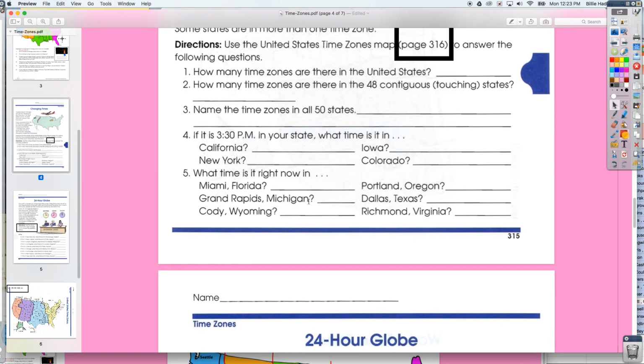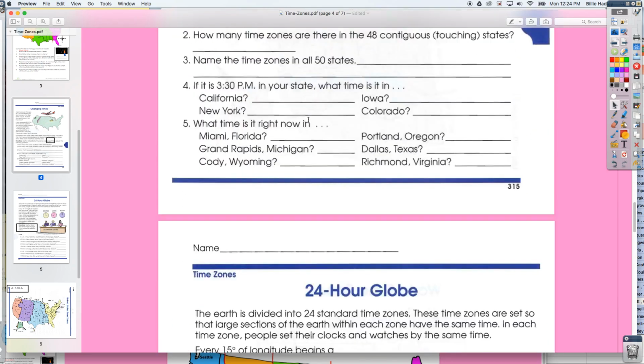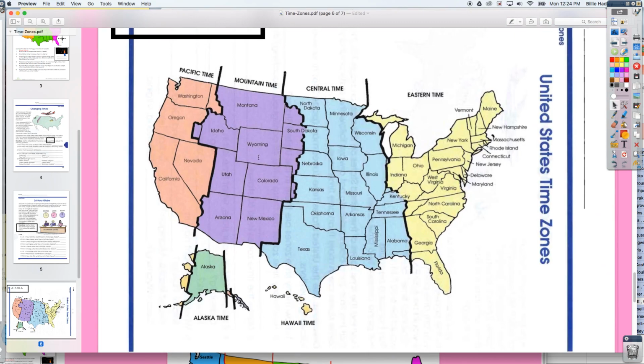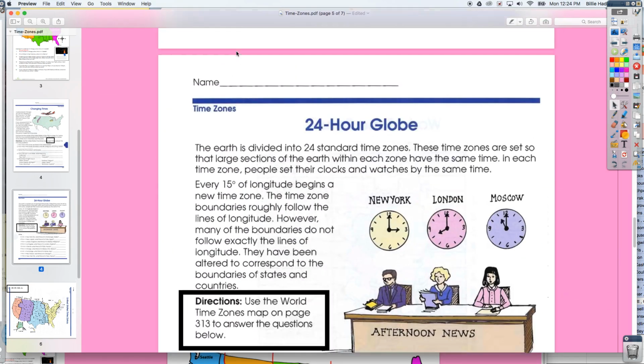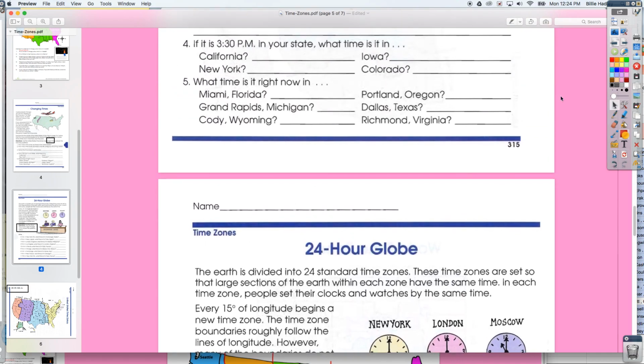So let's jump down to number 4. Actually, number 4 is pretty easy. So if it's 3:30 in Wyoming, what time is it? And you will adjust. So you'll have to look at the map for Wyoming and figure out behind and forward based on that. The one that confuses people is number 5.